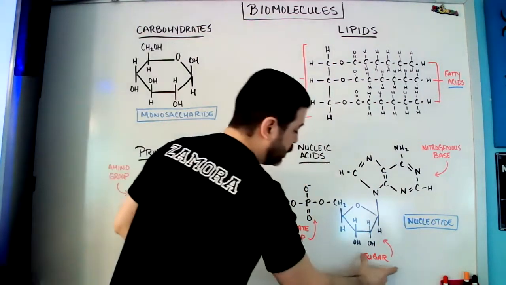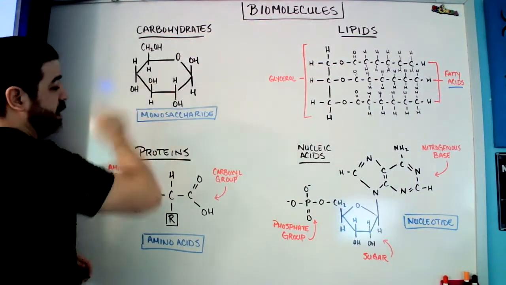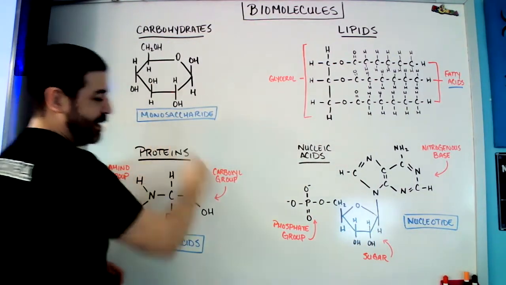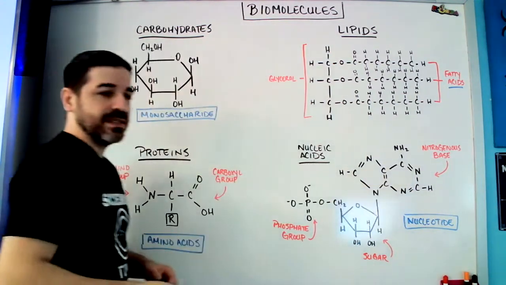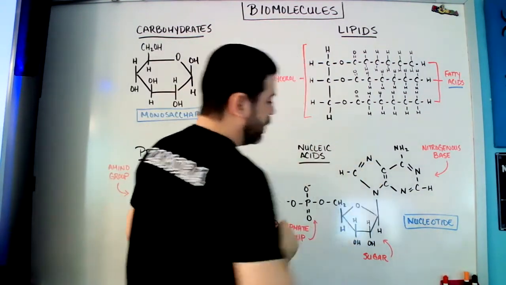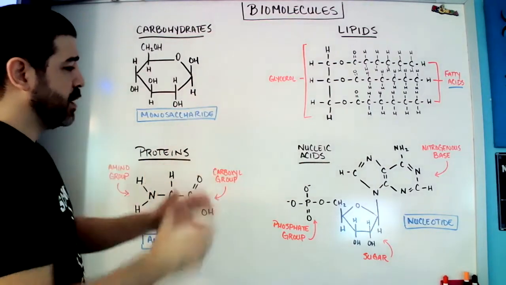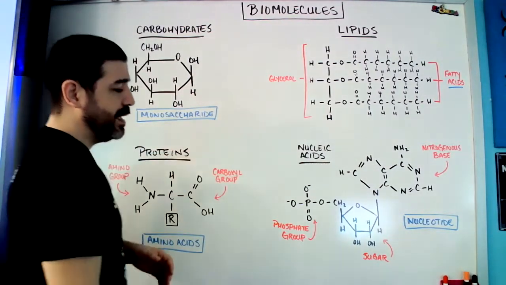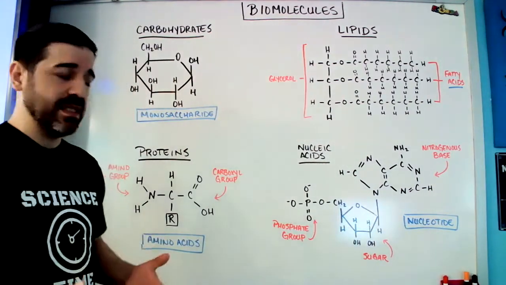Then you have a simple sugar, and you'll notice how similar this resembles our carbohydrate, which once again, the monosaccharide is a simple sugar. And then you have a nitrogenous base, obviously named for all of the nitrogen present within it. So these three distinct molecules combine to create what we call a nucleic acid. The building block, the monomer for nucleic acids, is the nucleotide.